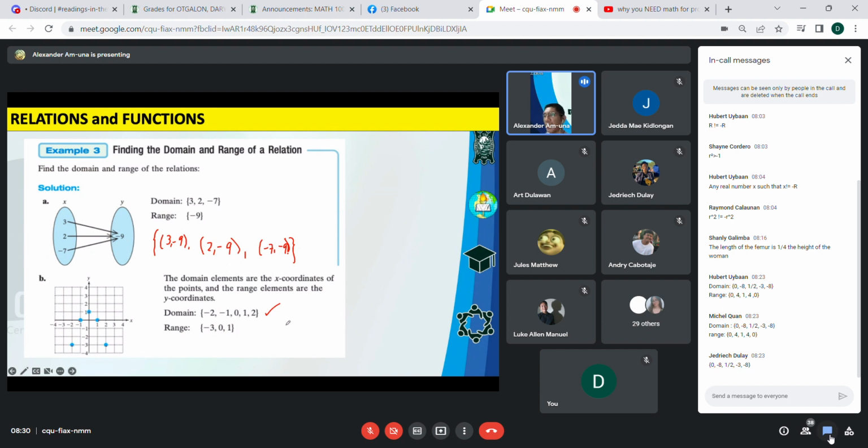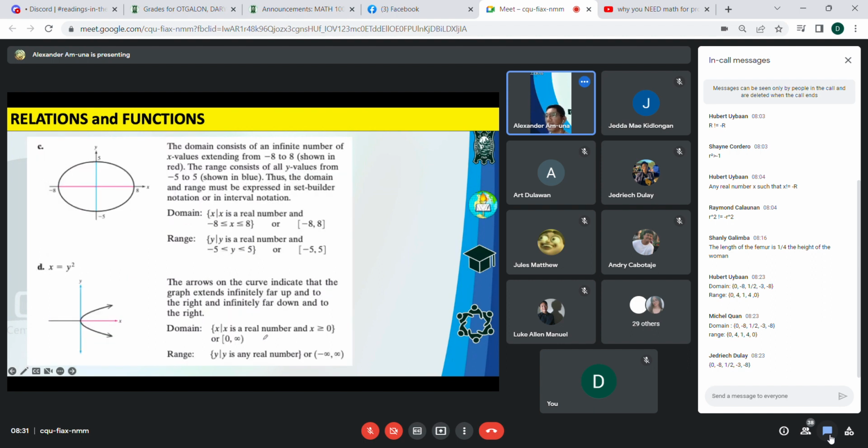And then how about the range? The range will be your y values, correct? Oh, so ano yung y values natin? So this one, -3. There are 2 points, but we will only list it once. So -3, and then 0. 2 points again, but we will only list it once. And then 1. Dito sa taas, 1. So this is now your range. Right?